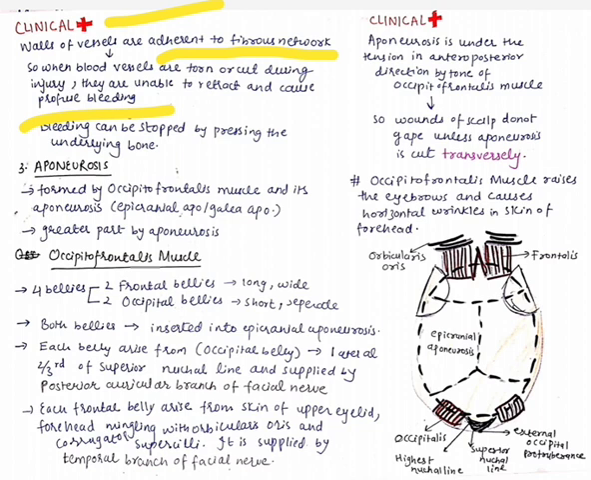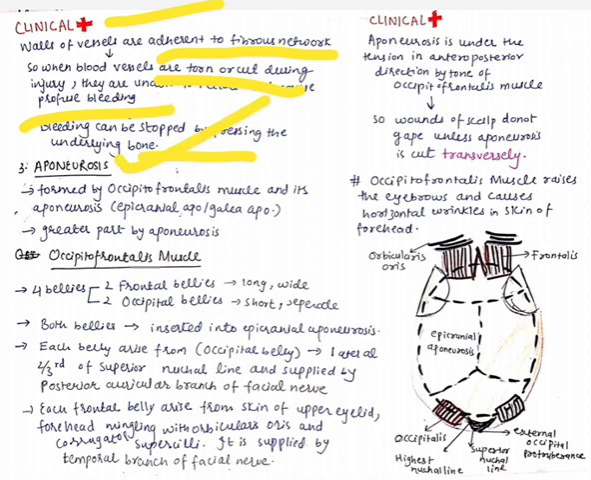Here the superficial fascia, as we know, contains the blood vessels and nerves. Now when the walls of the vessels are adherent to the fibrous network, that is the superficial fascia, and the blood vessels are torn or cut during any kind of injury, they are unable to retract back, and it causes profuse bleeding, and this bleeding cannot be stopped by pressing the underlying bone. So this is a clinical feature of the superficial fascia: profuse bleeding when the blood vessels are torn.